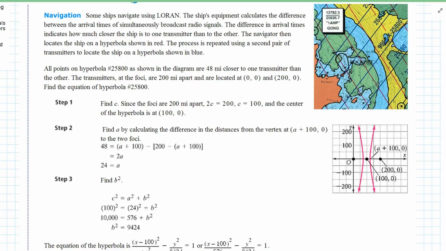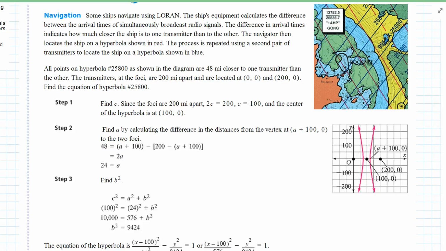Okay, the process is repeated using a second pair of transmitters to locate the ship on the hyperbola shown in blue. All points on hyperbola 25800 as shown in the diagram are 48 miles closer to one transmitter than the other. The transmitters located at the foci are 200 miles apart, located at 0, 0 and 200, 0. Find the equation for the hyperbola of 25800.